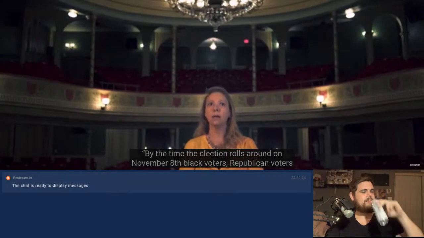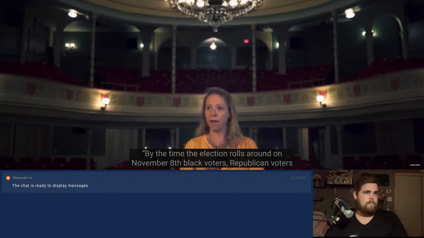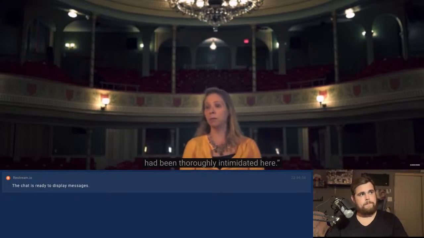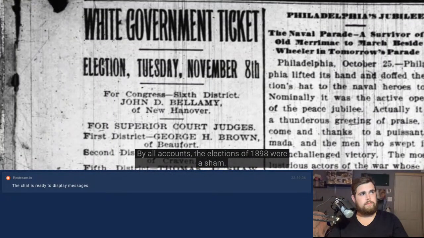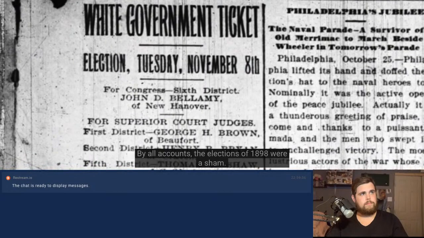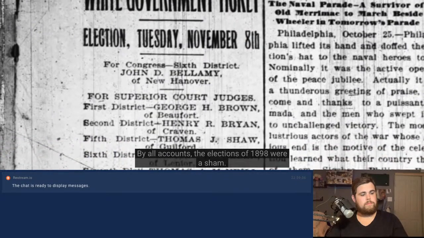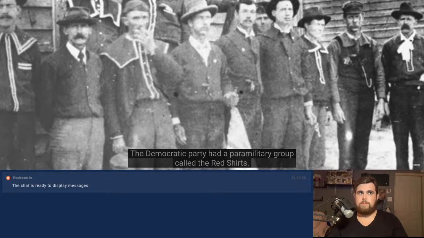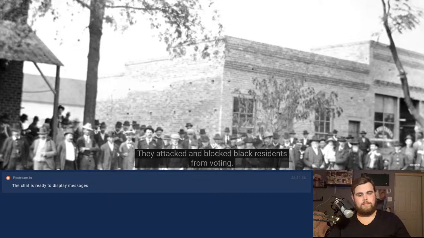By the time the election rolls around on November 8th, black voters, Republican voters, had been thoroughly intimidated here. By all accounts, the elections of 1898 were a sham. The Democratic Party had a paramilitary group called the Red Shirts. They attacked and blocked black residents from voting.